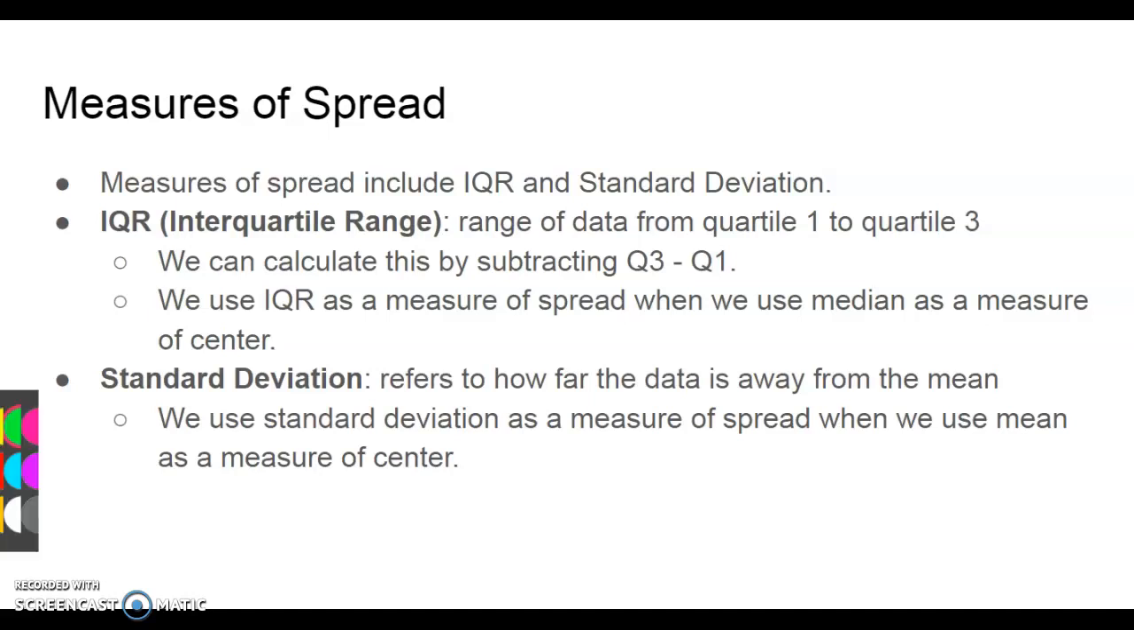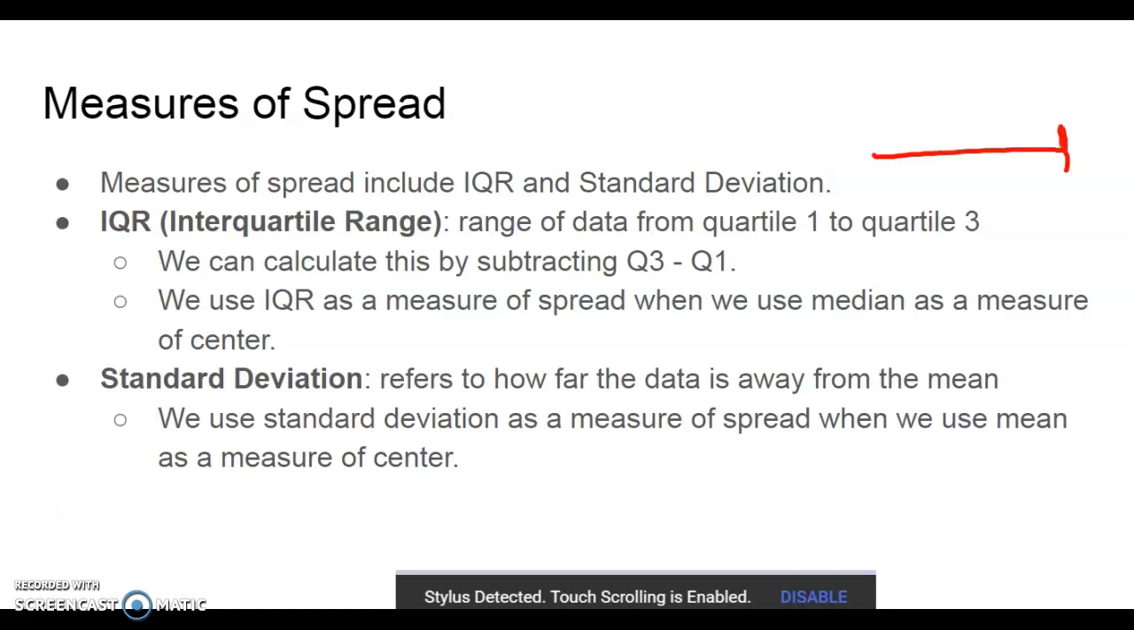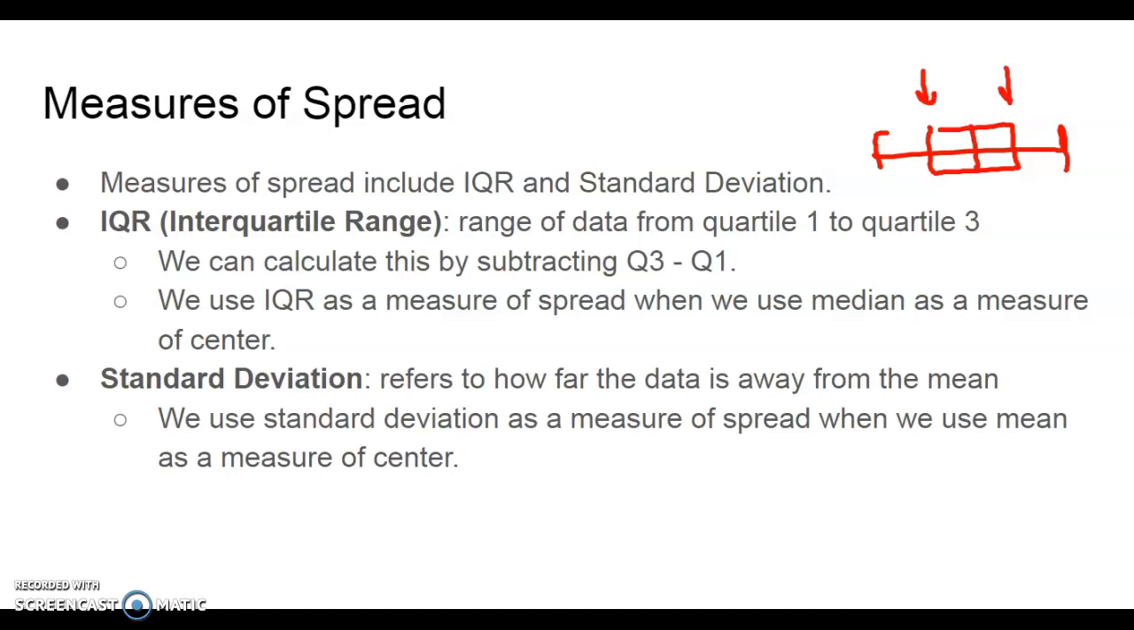If we were to think about a box plot that looked like this, this would be quartile 1, this would be quartile 3. So the IQR is this box right here. It's the range of what we have from quartile 1 to quartile 3. We calculate the IQR, or the interquartile range, by doing Q3 minus Q1.